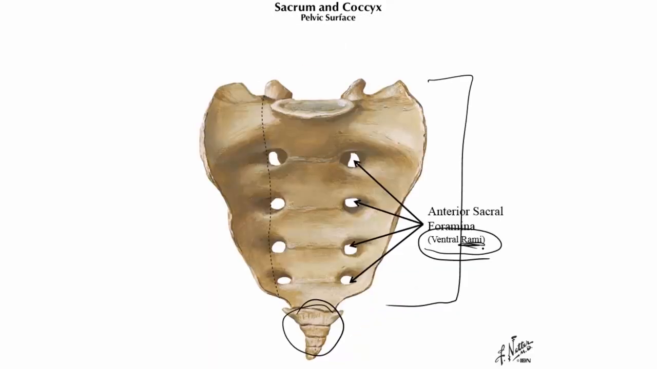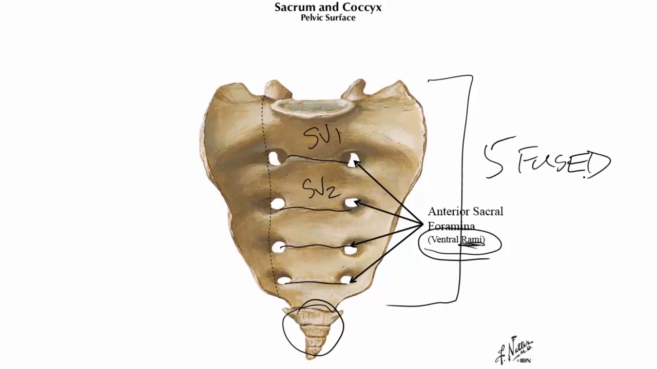So going back, we have these elements that are fused, and you can get a sense of a fusion line between the adjacent sacral vertebral elements. So this is SV1, SV2, and so on. So there are, again, 5 that are fused, and it's pretty obvious. Now, it is possible for the first element, instead of being fused, it's possible for it to be separate from the rest of the sacrum.